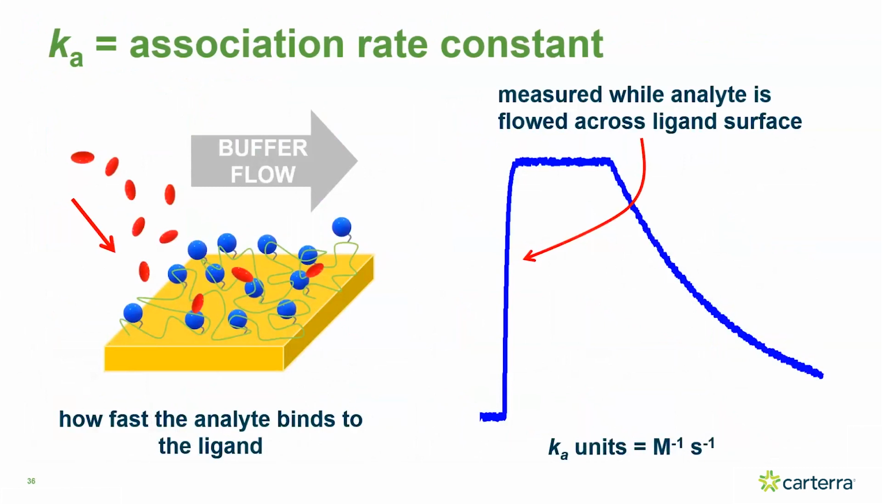So when you're measuring the association rate constant, again, this shape is determined by the concentration, the off rate, and the on rate. And it's while the sample is being injected and cycled over the surface. It's given as the Ka parameter in the units of 1/moles, 1/seconds.